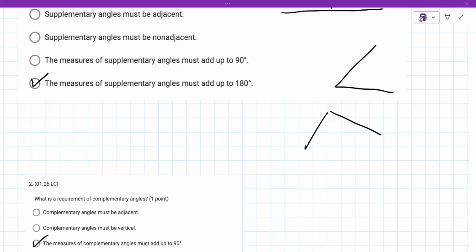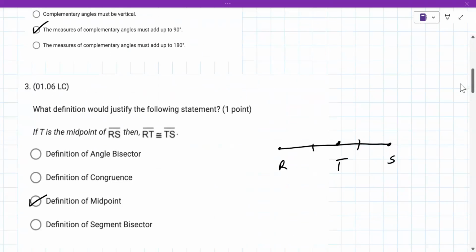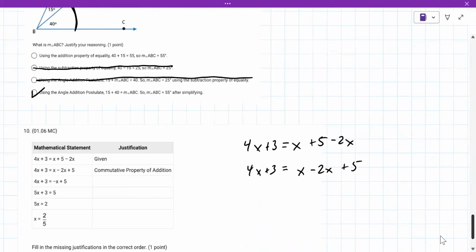The next one we're gonna go over is line and angle proofs. I do have some notes for this one.